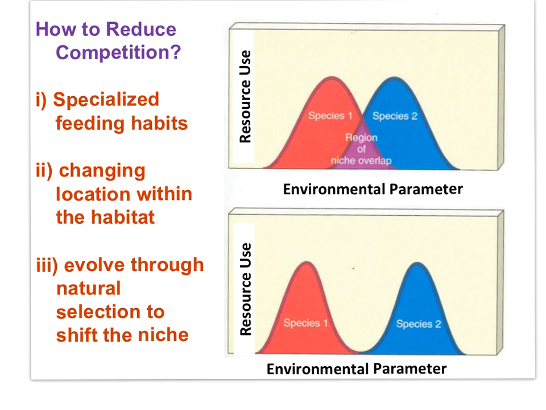Competition has the potential to reduce the success of a species in its habitat. Thus, mechanisms to reduce competition, to reduce niche overlap, would benefit species over evolutionary time. Now, reduced competition can occur through specialized feeding habits, changing location within a habitat, or evolving through natural selection to shift the niche. We will study the mechanism of natural selection elsewhere in this course.